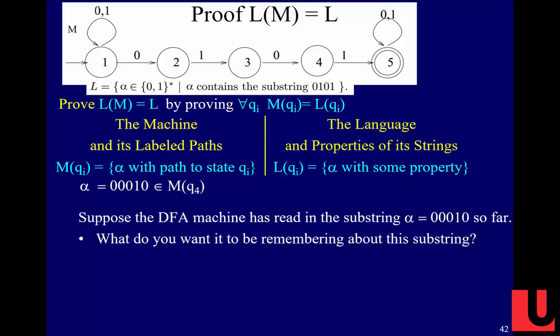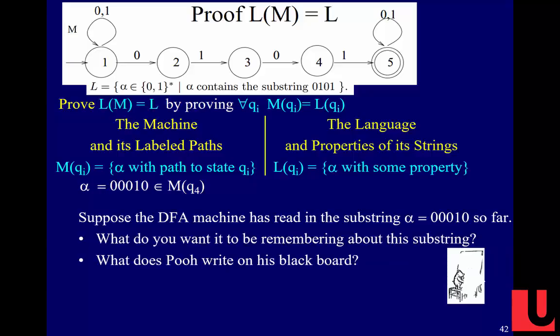So what do you want to remember about the substring? What does Pooh Bear write on his blackboard? Here, what do we want to write on the blackboard? We want to remember that it ends in 0, 1, 0. Why do we want to remember that? Because it's useful in the future. Now it's not useful, but in the future, if we get another 0, another 1, then that's useful. Does that make sense?